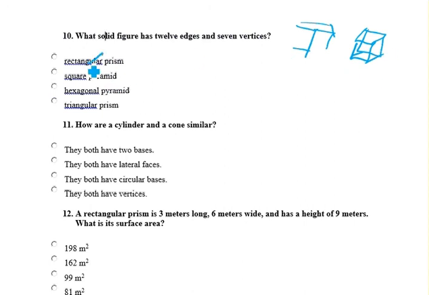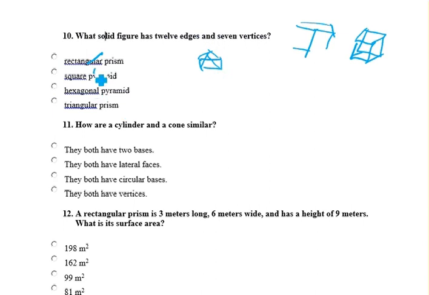Square pyramid. There's the square. No, that's not going to work because it has 4 on the bottom and 4 more edges is 8. It only has 8 edges and only 5 vertices.